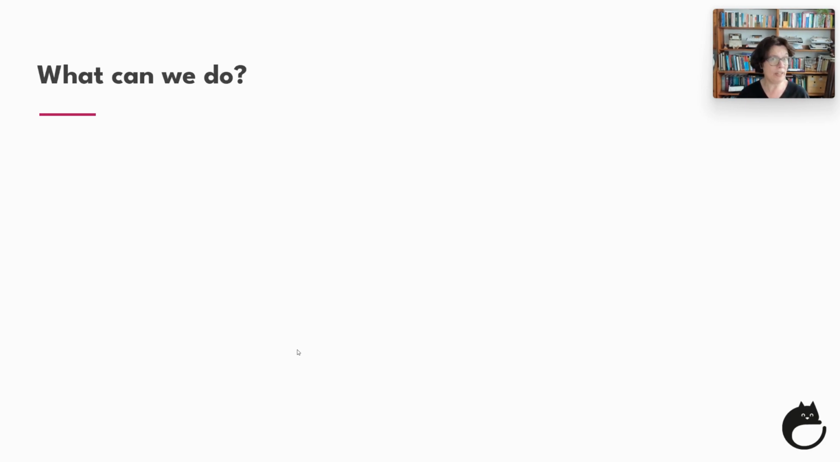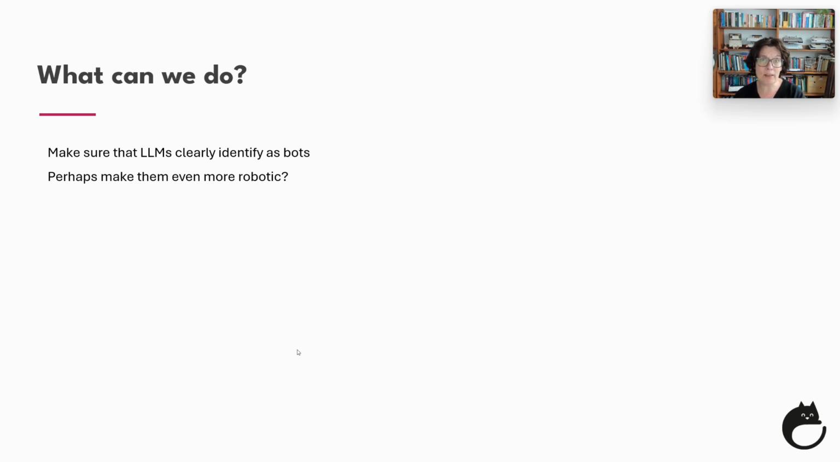So, what can we, content and conversational professionals, do about this? Well, it's funny because, and this is something that the EU AI Act stipulates and has already been a recommendation for a long, long time: make sure that large language models clearly identify as bots. So don't anthropomorphize them, but make sure that everybody knows we're talking to a bot here in your welcome message, but also in your conversation design. Perhaps even make them more robotic.